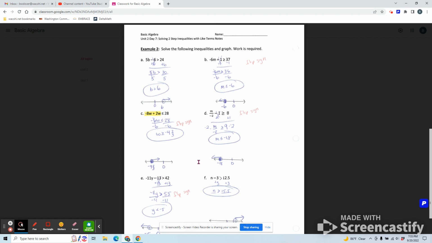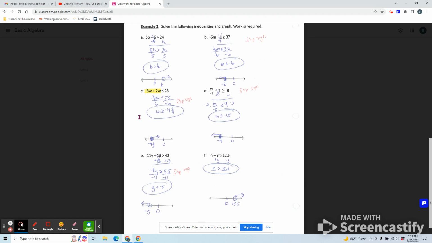Example 2 is just some more problems to work through. So now we're moving into two-step inequalities, but we think of it as two-step equations. Okay, so I do want to look at letter C. If you notice, this is the only one on this example that is highlighted. Well, that's because I have like terms. Negative 8w plus 2w. They're on the same side of the inequality symbol, so I can combine them together. Negative 8 plus 2 gives me negative 6. So I have negative 6w is less than or equal to 28.